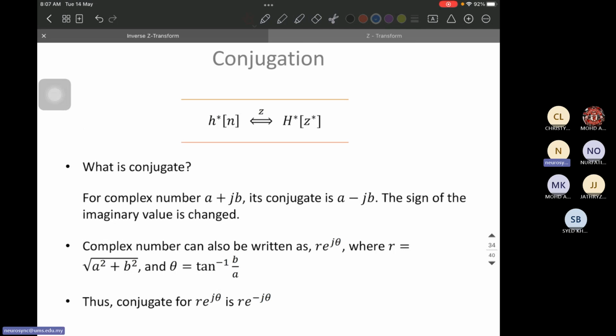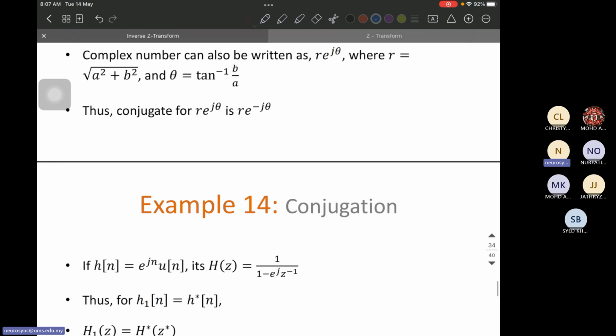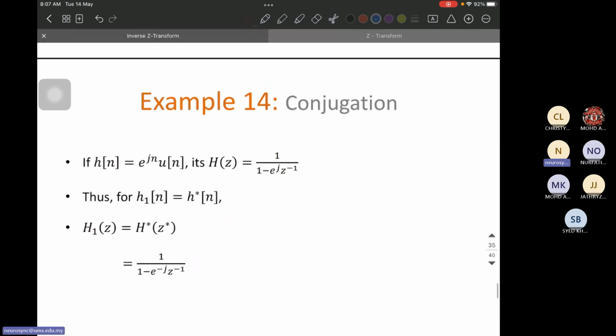So if we are having the complex number in the polar form like r e to the power j theta, here r is nothing but the magnitude, which is under root of a square plus b square, and theta is tan inverse of the imaginary part divided by the real part. So the conjugate for this is nothing but r e to the power minus j theta. This is the conjugate for this polar form.